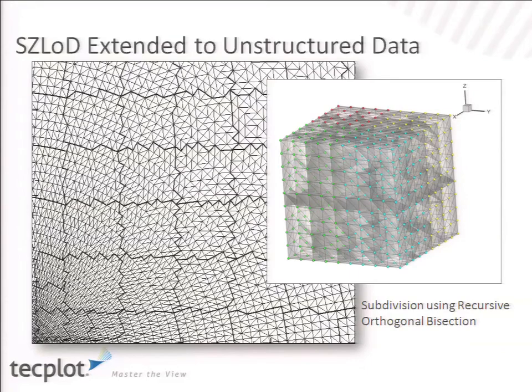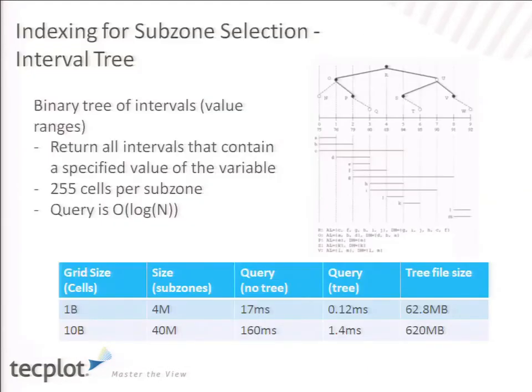I don't want to go too much into those details, but basically we use an interval tree and sometimes KD interval trees and various other tree-like structures to help us quickly access which subzones we need to load. Again, this is nothing new. This has been done since the 90s at the very least. But just to give you some performance numbers, for 10 billion cells, you can query the tree in 1.4 milliseconds, so it's very fast.